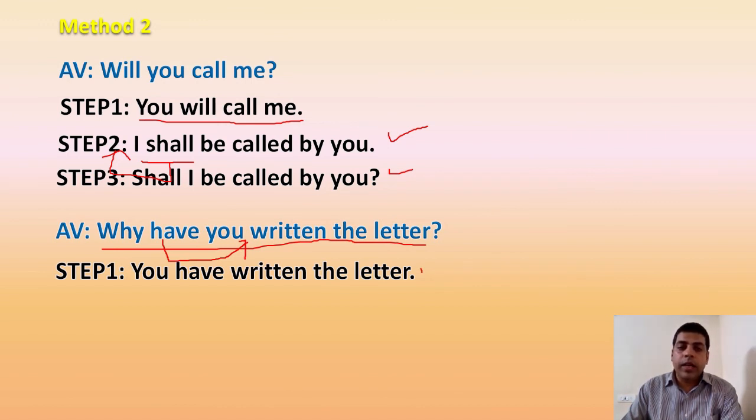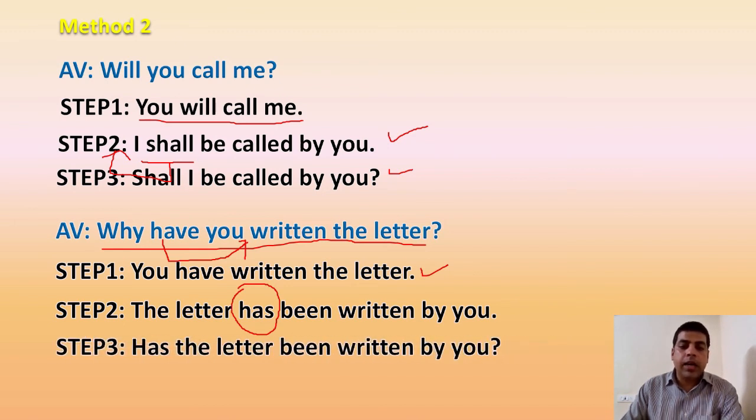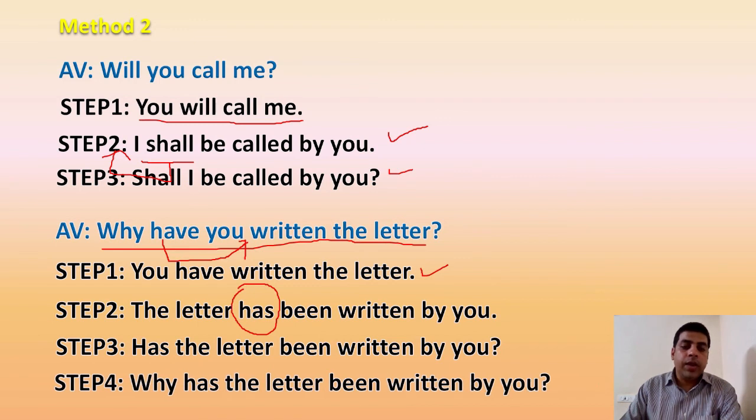Now we know it is written in present perfect structure, so we know how to convert that to passive. If we convert that to passive, the answer is supposed to be: the letter has been written by you. Now the important step here is to pick up this auxiliary verb has to the front. Now what will be the next step? Has the letter been written by you? And as I told you just before, again you have to bring back the WH word. So the final answer will be: where has the letter been written by you?